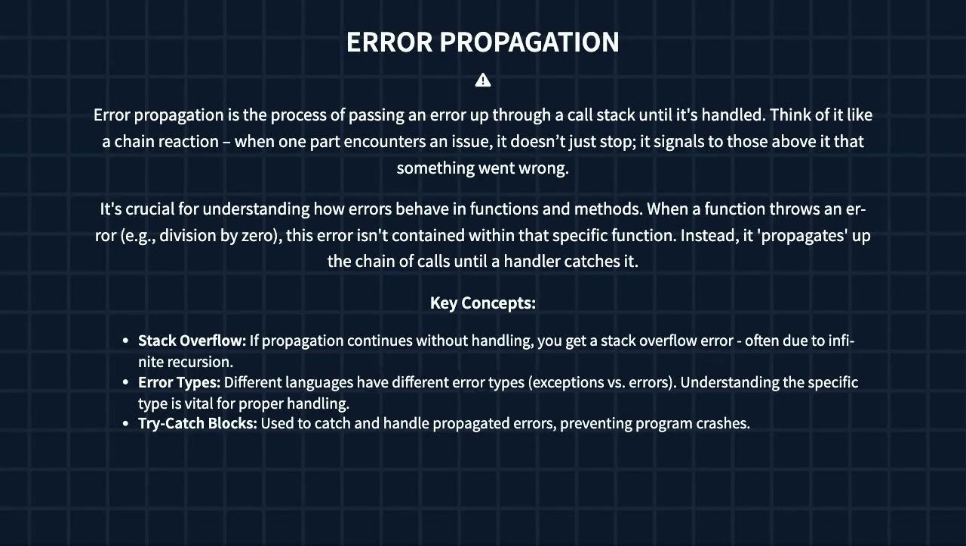Okay, let's talk about error propagation. It's a really important concept when we're thinking about how code handles problems. Basically, imagine an error starts in one part of your code, say like trying to divide by 0. It doesn't just stop there, it bubbles up through the functions that called it until someone actually catches and deals with it. It's like a ripple effect. If you don't handle these errors, you can get a Stack Overflow, which is a serious problem because it means your program went into an infinite loop trying to figure out what went wrong. Different programming languages use different ways to manage errors, but the core idea is always the same, propagating those errors up until they're dealt with.